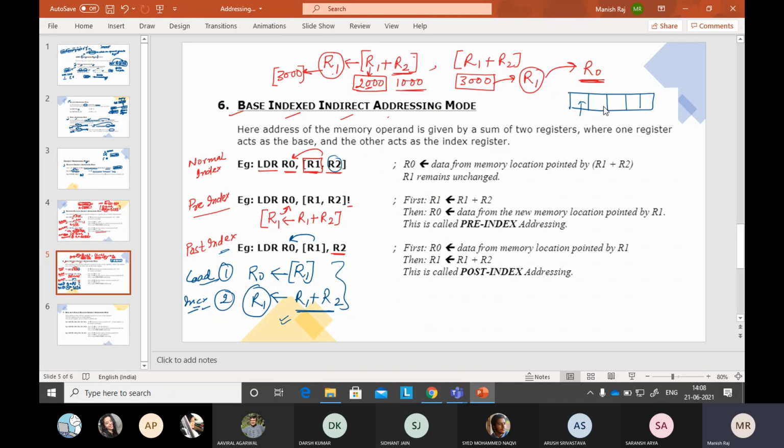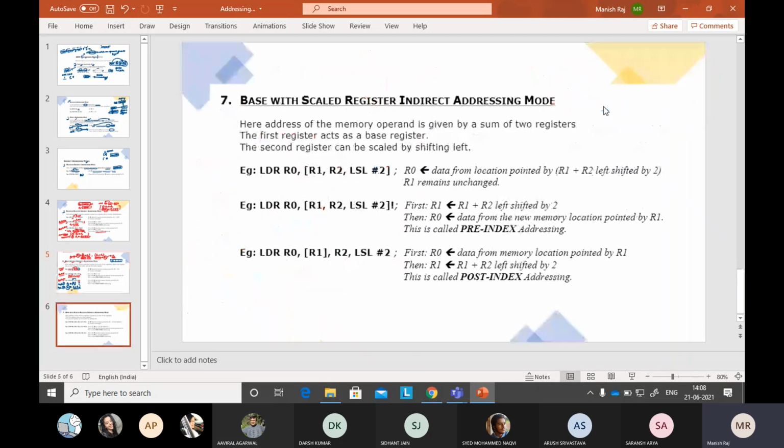Is it clear? All the three modes in the base index and indirect addressing mode. Is it clear to you? Yes, sir.